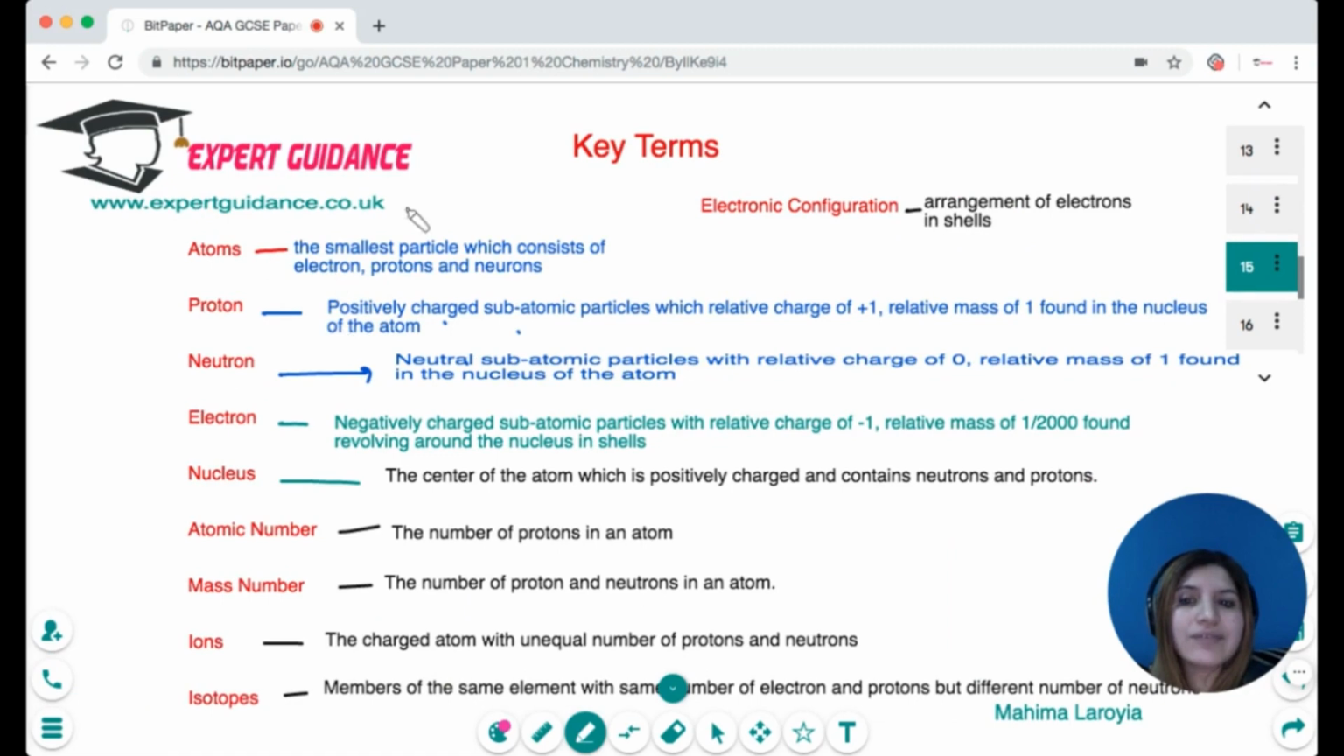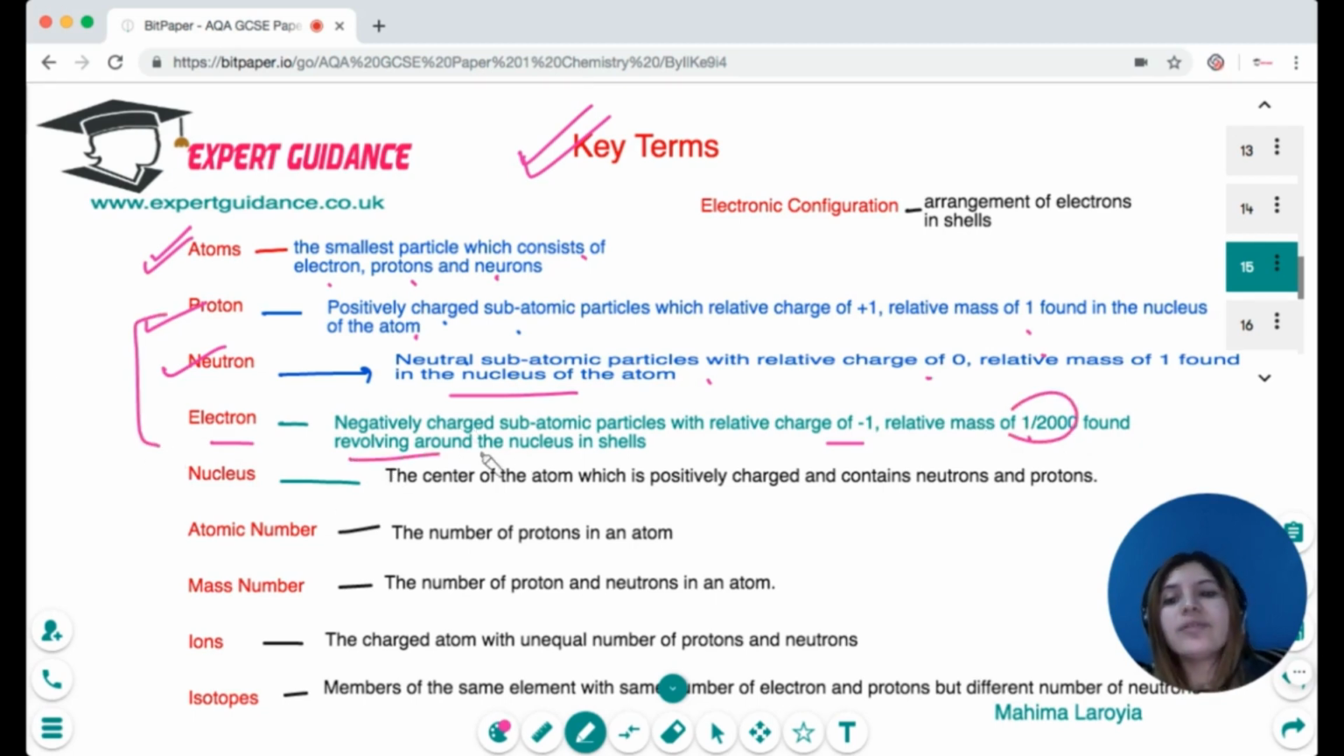So now here I have tabulated the important key terms of this topic. In this topic, we have seen what an atom is. It's the smallest particle, consists of electron, proton, neutron. What is a proton? Proton is a positively charged subatomic particle with a relative charge of +1, relative mass of 1, found in the nucleus of the atom. Neutron is a neutral subatomic particle with the charge 0, relative mass 1, found in the nucleus. Electron is negatively charged with relative charge -1, relative mass 1/3000. Remember that table, and it is found revolving around the nucleus in shells. Nucleus is the center of the atom with the positive charge, which contains neutrons and protons.